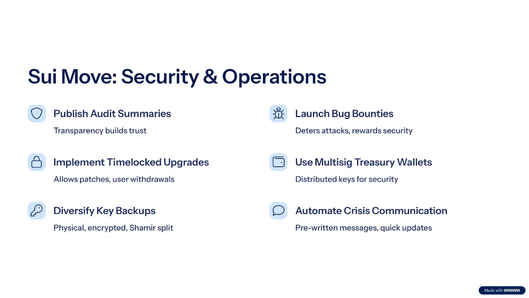Lastly, communication. Wire your on-call Slack to a status page. Have pre-written Twitter copy for pausing the marketplace due to bug number 123. Funds safe. ETA 2 hours. Users forgive downtime, not silence.